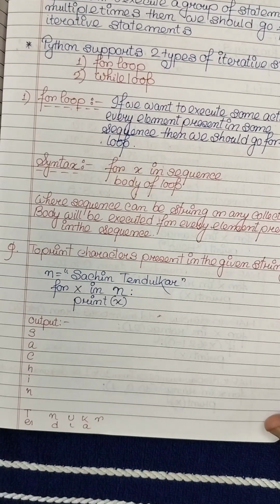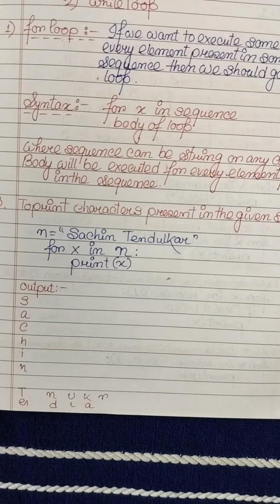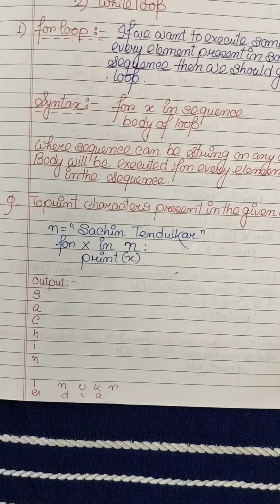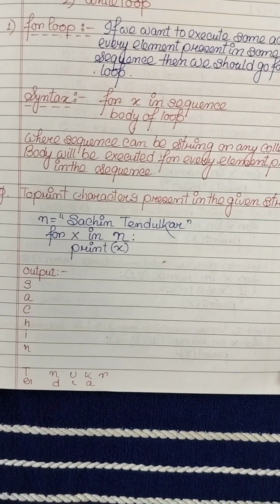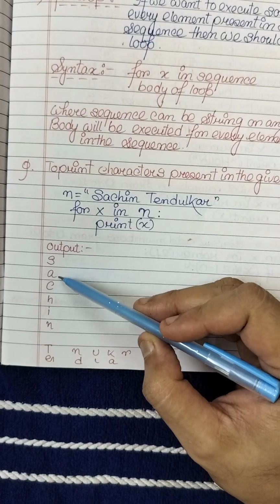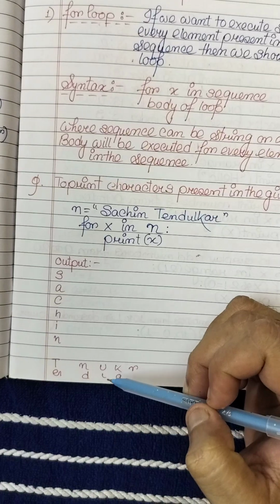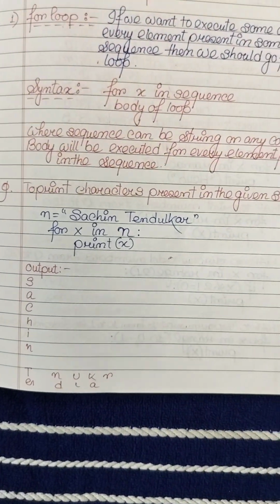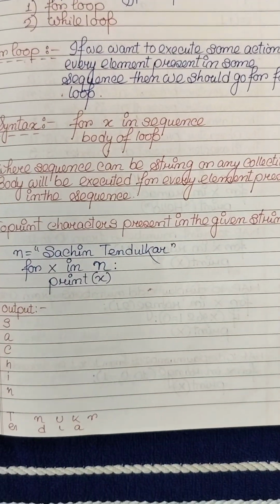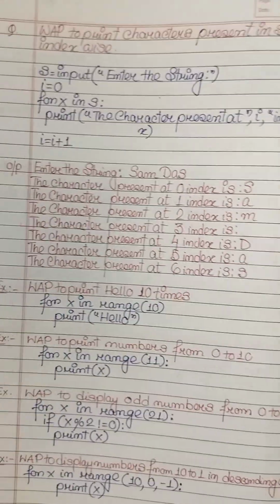Suppose, take an example to print the characters present in a given string. Suppose n is declared as Sachin Tendulkar. For x in n, print x. The output will be S A C H I N T E N D U L K A R, like this one, Sachin Tendulkar. For every element in the sequence there is a print, so we have to use a for loop for this.